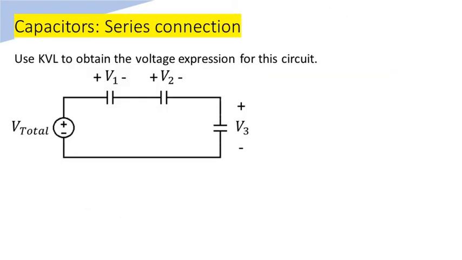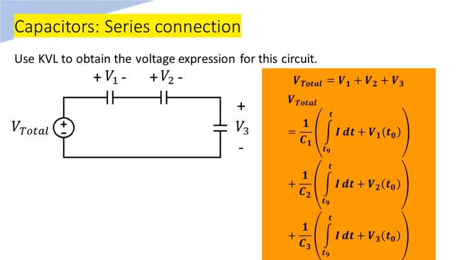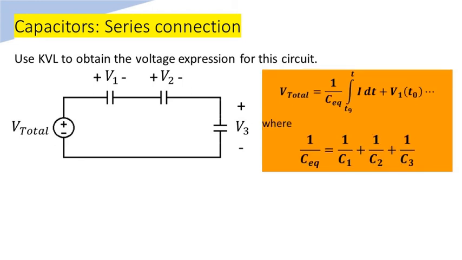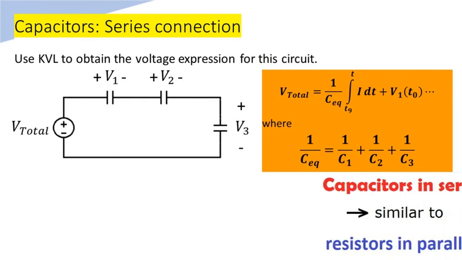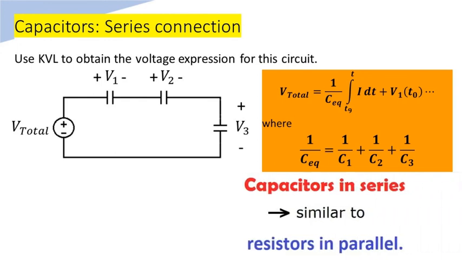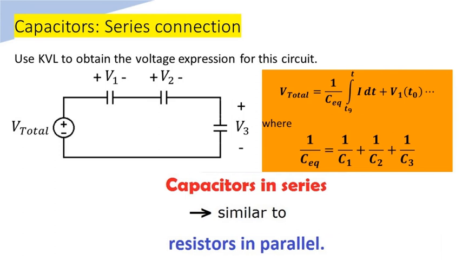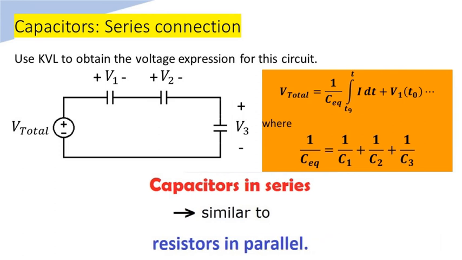Now, we are going to see the equivalent capacitance when capacitors are arranged in series. Let's say we have 3 capacitors in series. To obtain the voltage expression, we apply Kirchhoff's voltage law, KVL. After substituting the general expression of voltage across a capacitor and grouping them accordingly, we can see that the total capacitance is similar to that of total resistance in parallel.